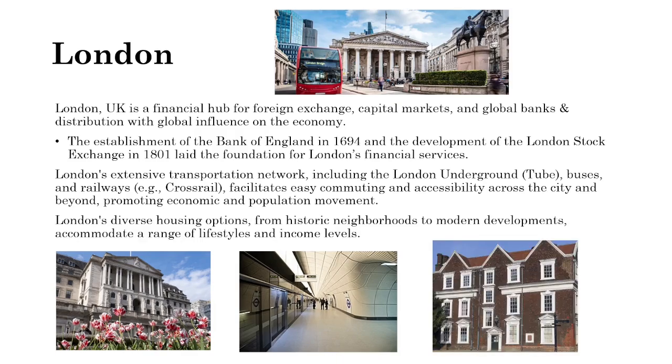We also see a lot of diverse housing options. It's a big city, so it can support people at a variety of income levels. Or maybe people want to live in more historic areas. They can live in the historic district. Or maybe they want to live somewhere more modern, more hip. Then they can do that. London will accommodate a range of lifestyles and income levels.